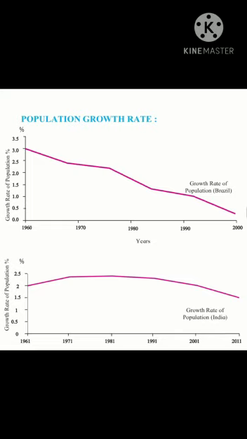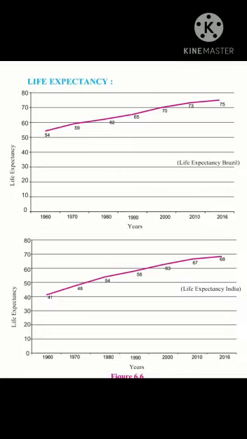Now students, we are going to discuss the life expectancy of both the countries. But what is life expectancy? This means the average number of years a person born in a country is expected to live. This means that we Indians live for 68 years on an average, but Brazilians live for 75 years. So the difference is very clear that life expectancy of India is lesser than the Brazil.